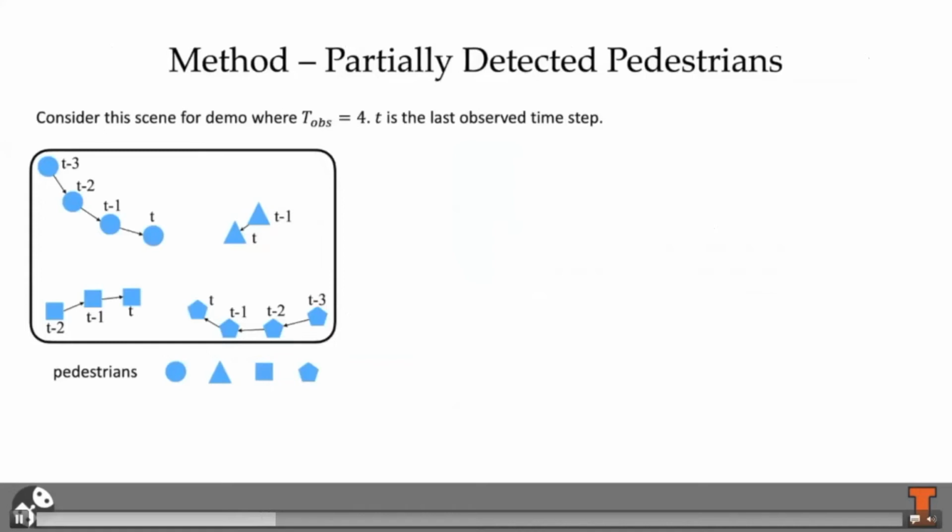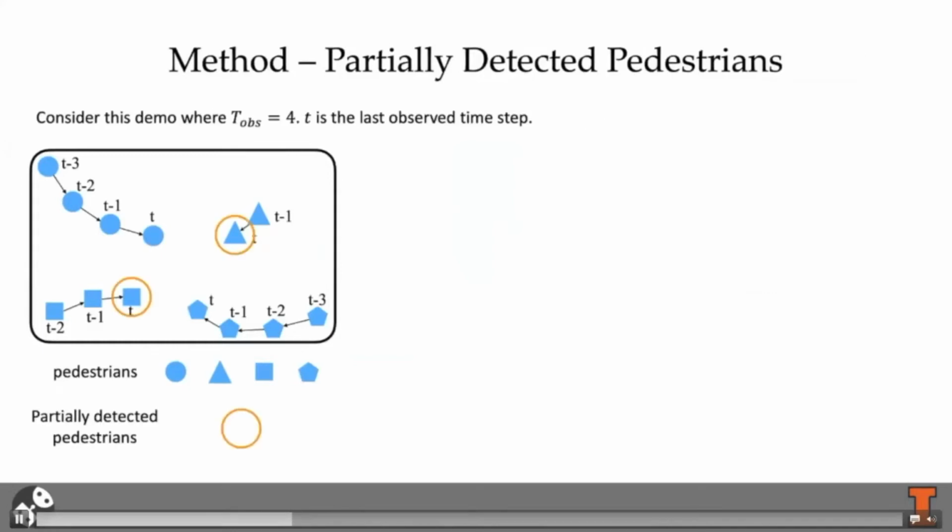To better explain our method, let's consider this demo set, where we define a 4-step observation period and there are 4 pedestrians represented by different geometry shapes. Among these pedestrians, triangle and square are partially detected pedestrians. Our method models all of the pedestrians.